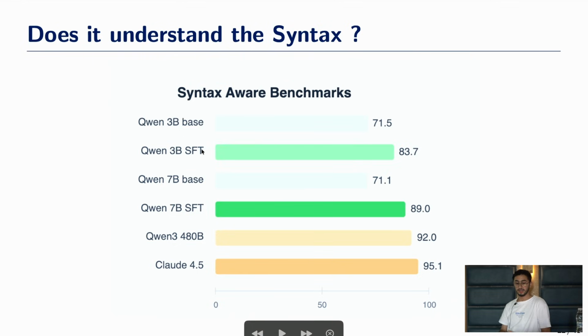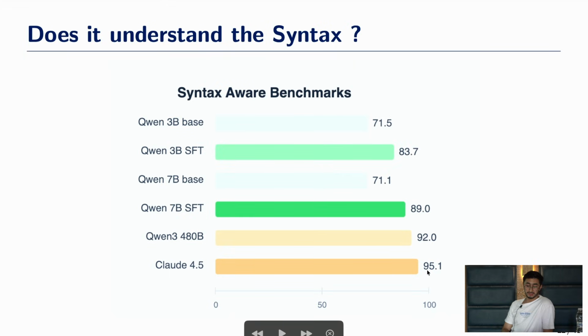After fine-tuning, we have 80% precision, so it's better. And what we can see is Claude 4.5, which is an old model now, at 95%.